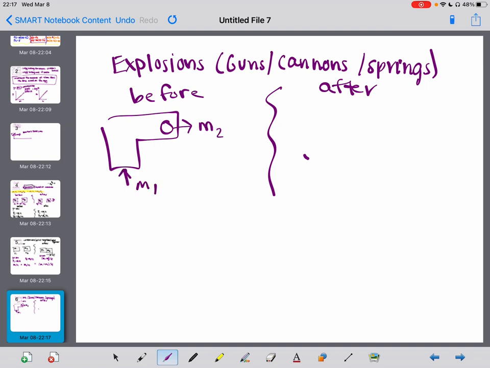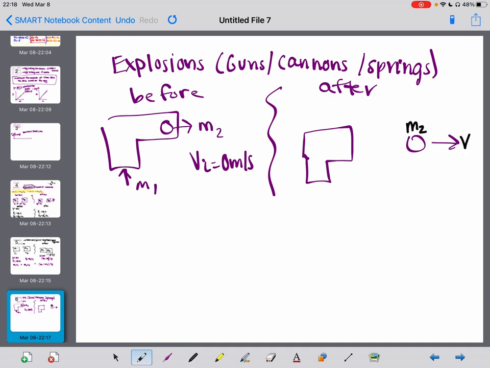Remember when a bullet is in a gun or a cannonball is in a cannon, your initial velocity is going to be 0 meters per second. Once that gun or cannon is fired, they are now two separate objects. So you have M2, and actually let me label that. So I have M2, right? And then this is moving with some velocity. This is M1, and this velocity right here is actually called your recoil velocity.